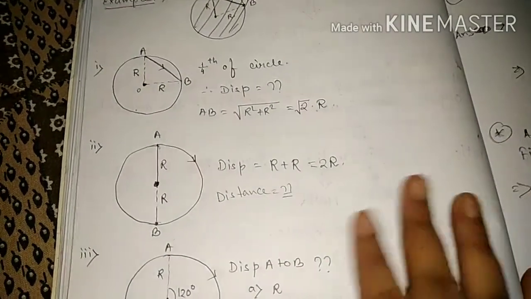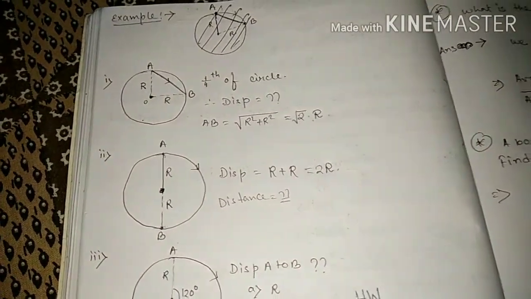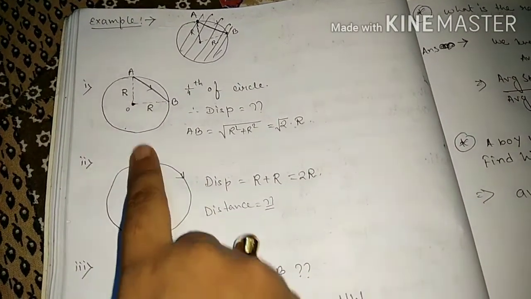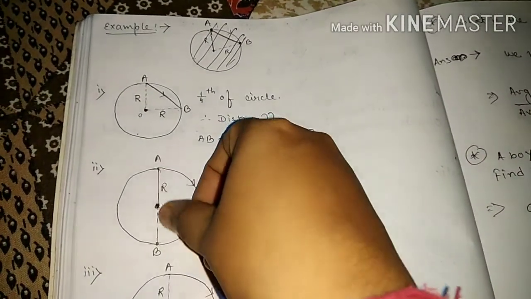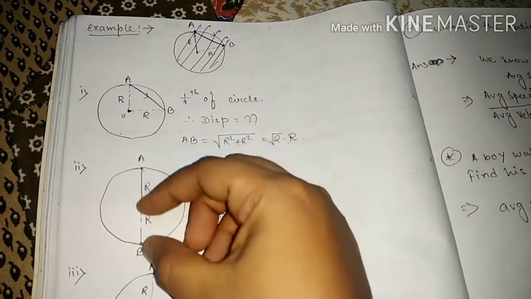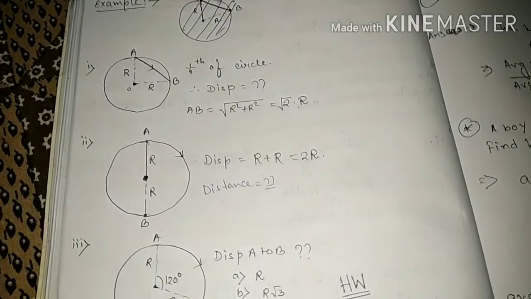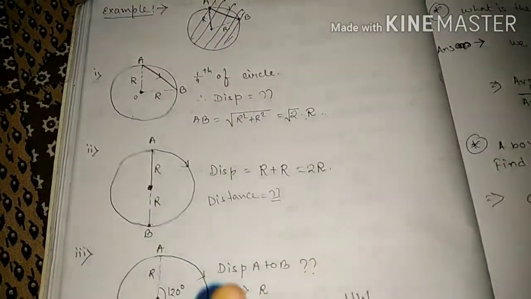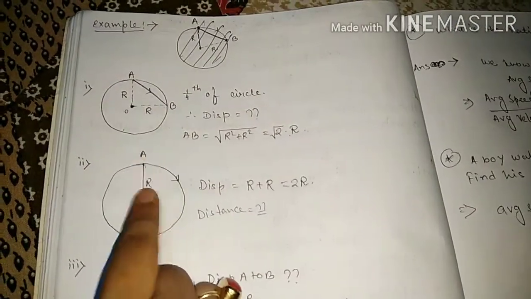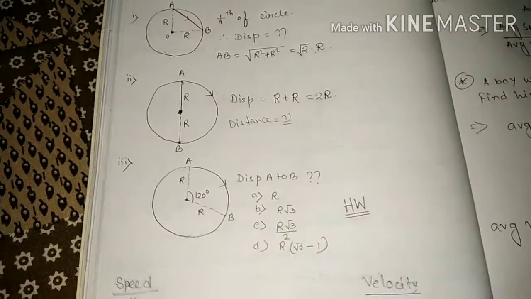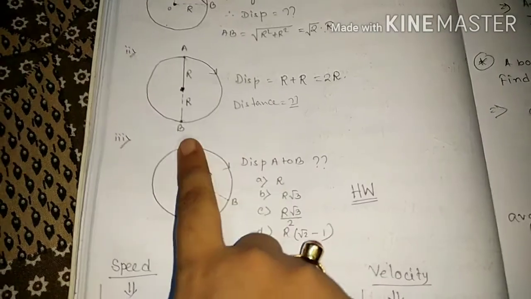In the second figure, the object starts from A and reaches point B. So what is the displacement between them? If we connect with a straight line, this is R, that means this is a diameter. So what is the displacement between A and B? That is 2R. Now your homework is to calculate the distance for this second figure. And for the third one also, your homework, the displacement between A to B.